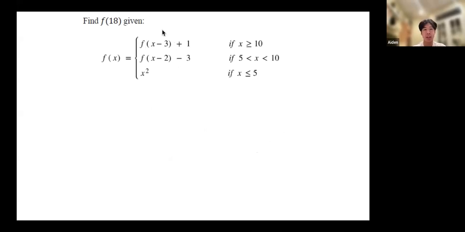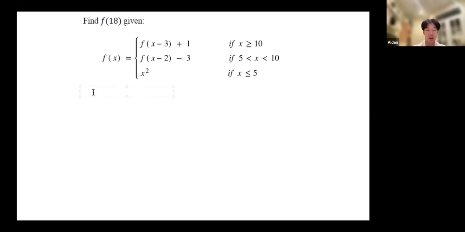So if we look at the question, we can see that we have three different cases that are possible. If x is greater than or equal to 10, then f of x is equal to f of x minus 3 plus 1. If x is between 5 and 10, it's equal to f of x minus 2 and then minus 3. And our base case is that if x is less than or equal to 5, then f of x is equal to x squared.